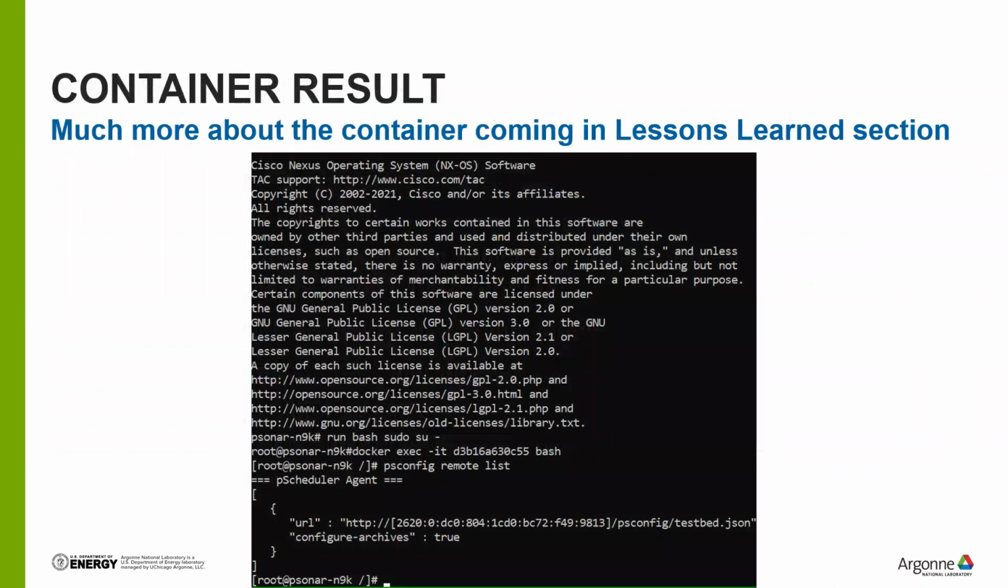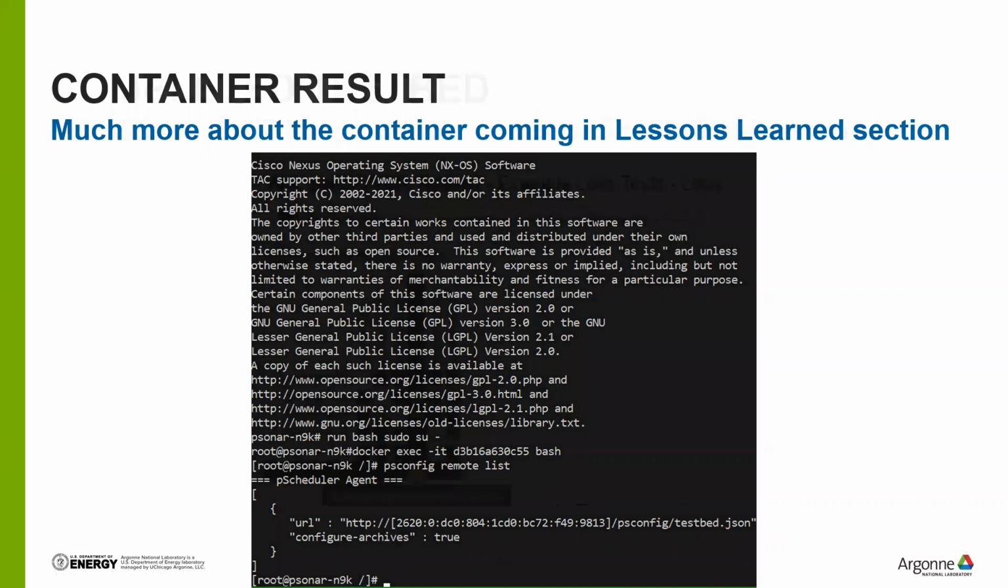Okay, so the end result here, very similar to the initial screenshot on slide number 1, where we can see this is very clearly a Cisco NX-OS switch. We can do our run bash sudo su -. We can execute the bash command using our container ID within Docker to get into the container CLI. And then we can do a psconfig remote list to see that the URL going to that JSON file and configure archives is set properly on our perfsonar container running on the Nexus 9000 series switch.